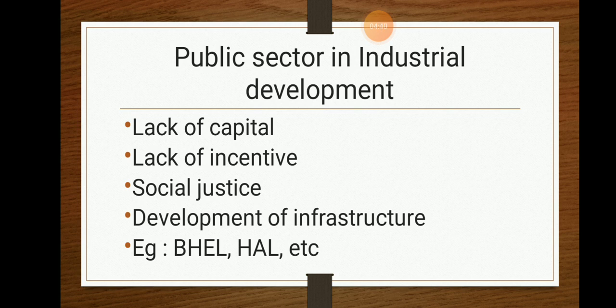When the public sector is involved in these matters, there will be a lower percentage of toll tax or other duties when compared to the private sector. So the public sector is very necessary for the development of the industrial process. And the next thing is social justice. What does social justice mean? The private sector only aims at the maximization of profit. So there will be discrimination between the classes in society.